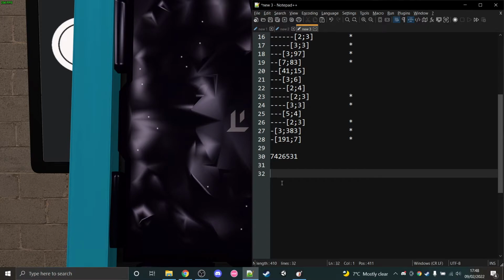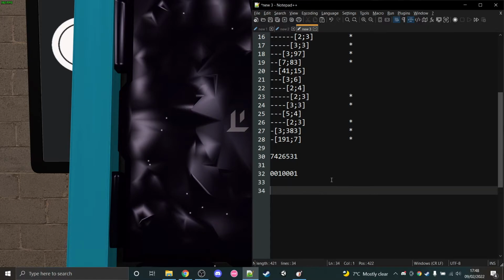4 is lower than 7, so that's a 0. 2 is lower than 4, 0. 6 is higher than 2, so that's a 1. And then from here it's descending, so we can do that. 5 is lower than 6, 3 is lower than 5, and 1 is lower than 3. But 7 is higher than 1, so that is a 1 for that last bit.